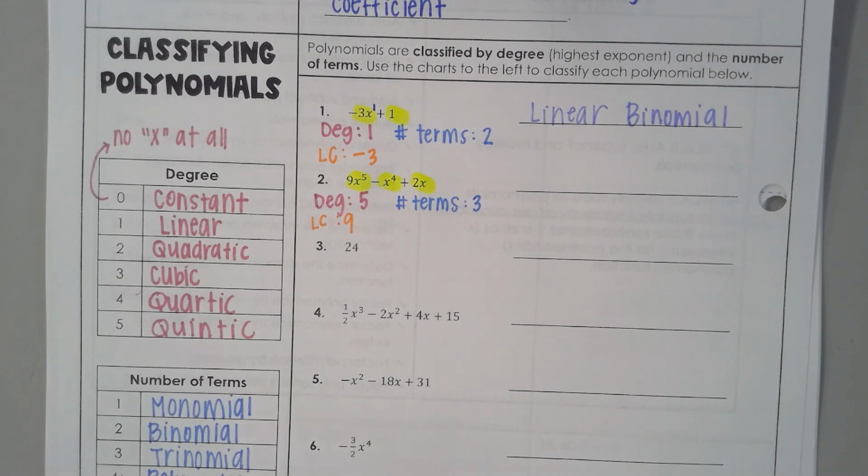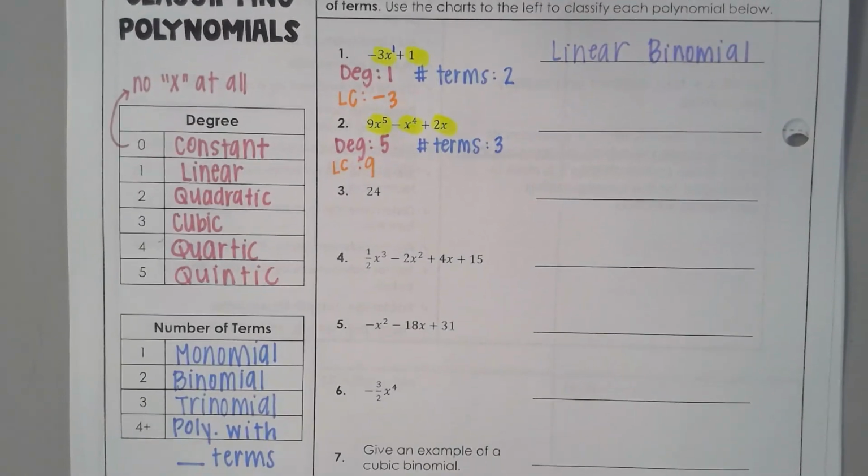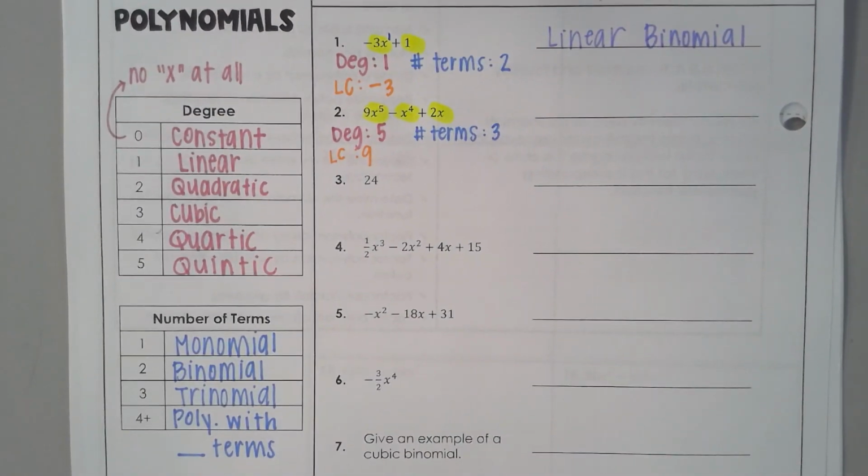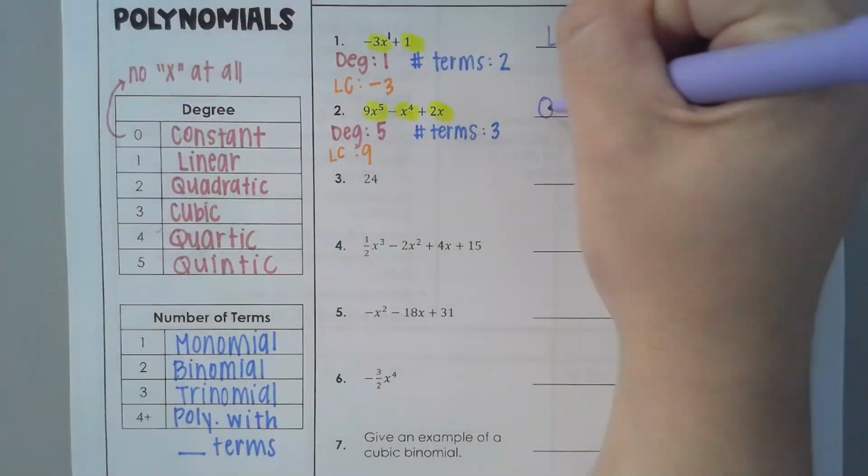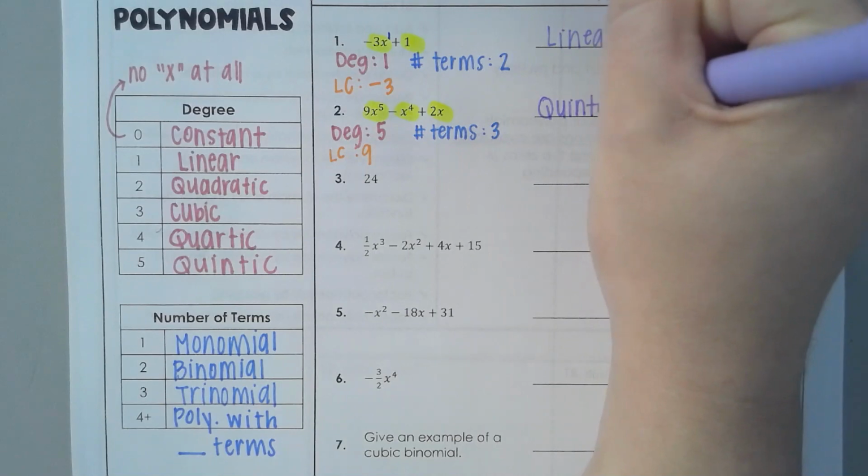So a degree of 5 means it's what? It's quintic. Quintic, yep.